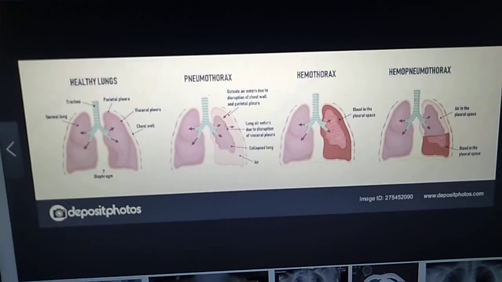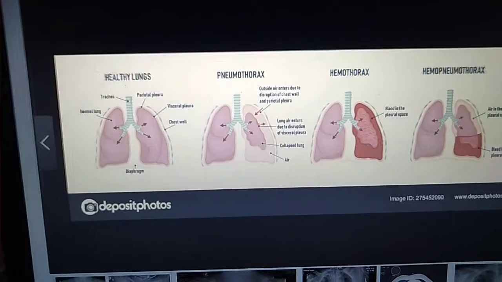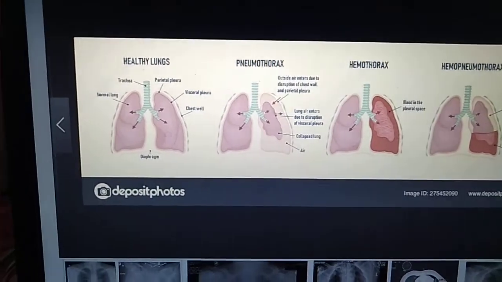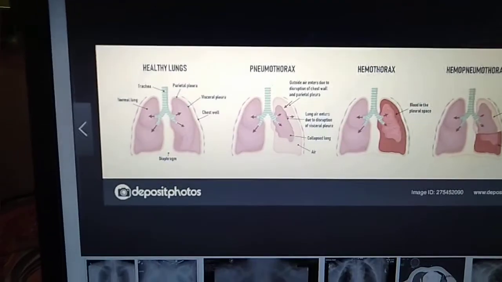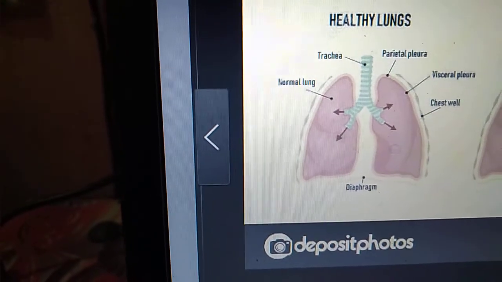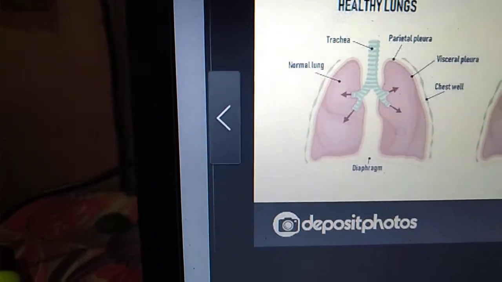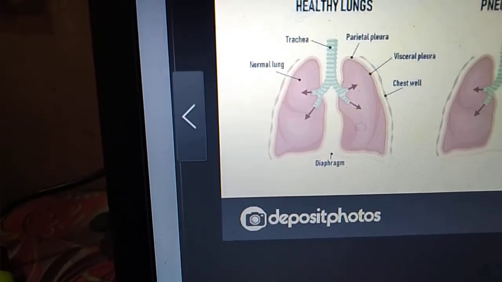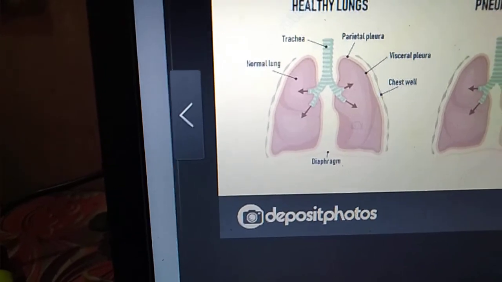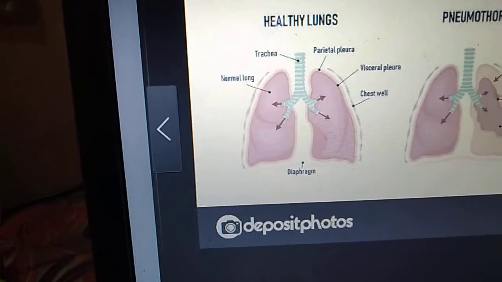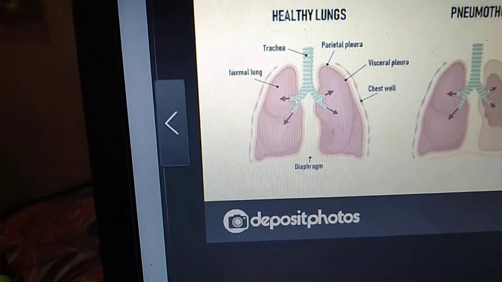Today we are going to discuss hemothorax, pneumothorax, and hemopneumothorax. So first, let's see the healthy lungs. Healthy lungs present the trachea and normal lungs on the right side, and the parietal pleura, chest wall, and pleural space are present, and there is an inferior diaphragm.